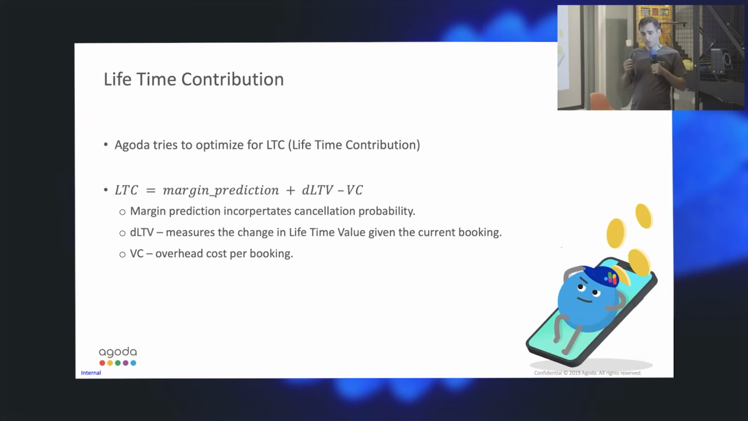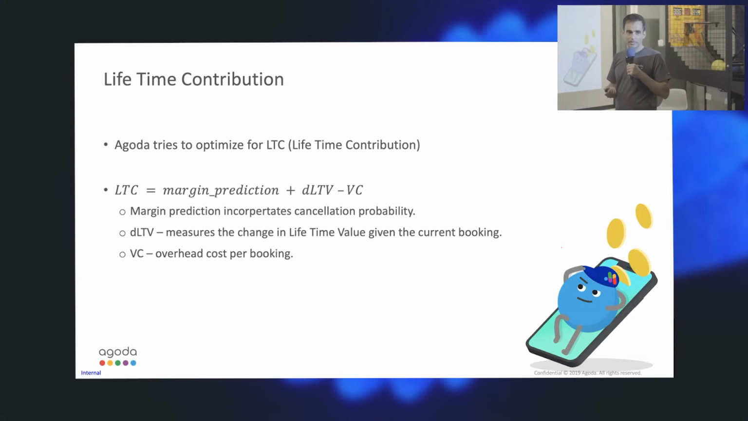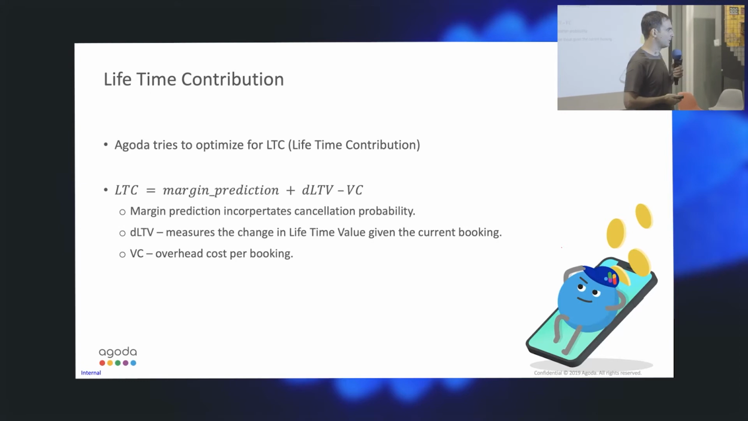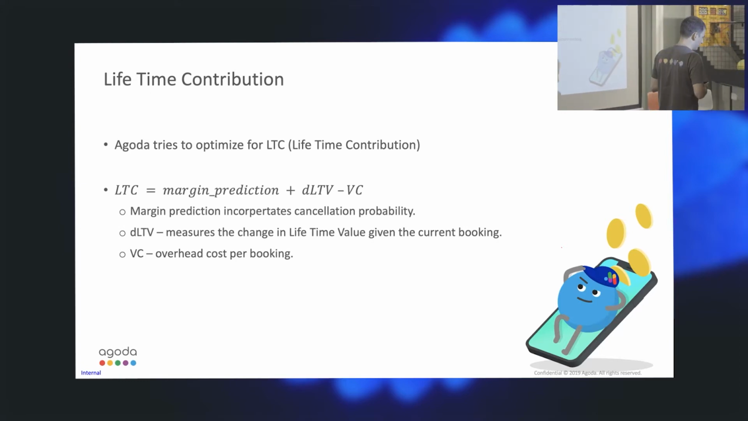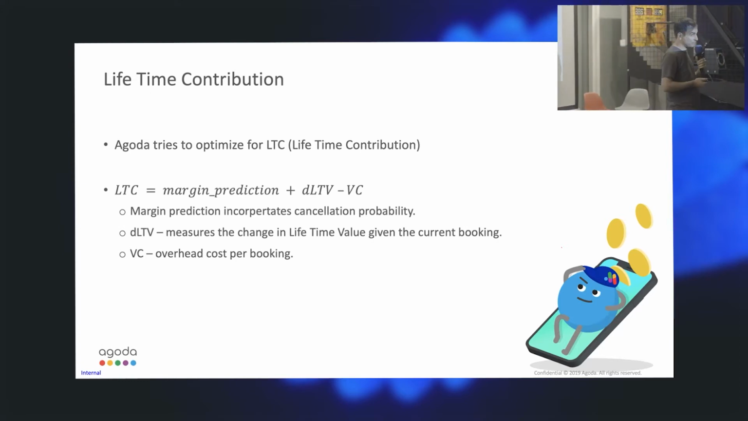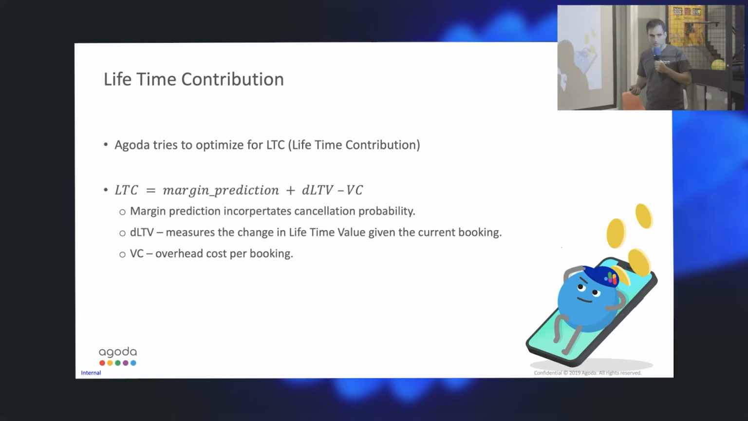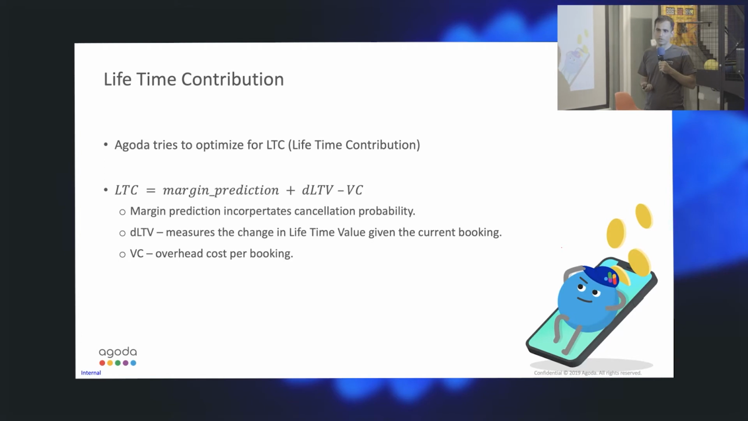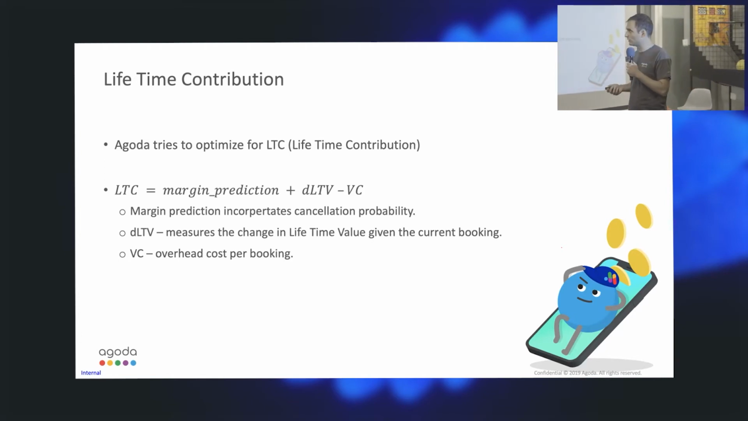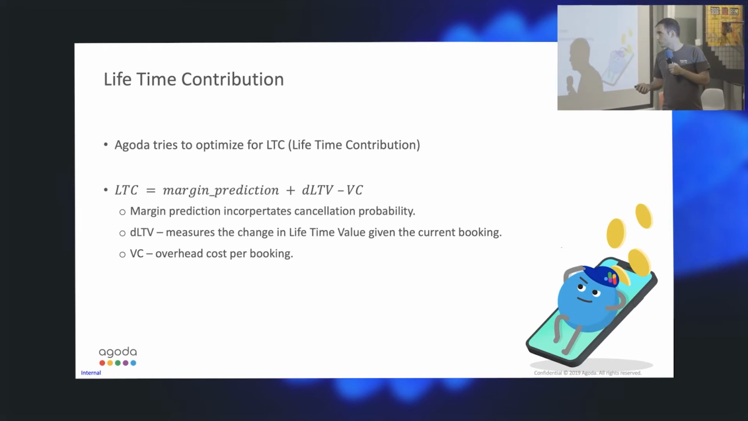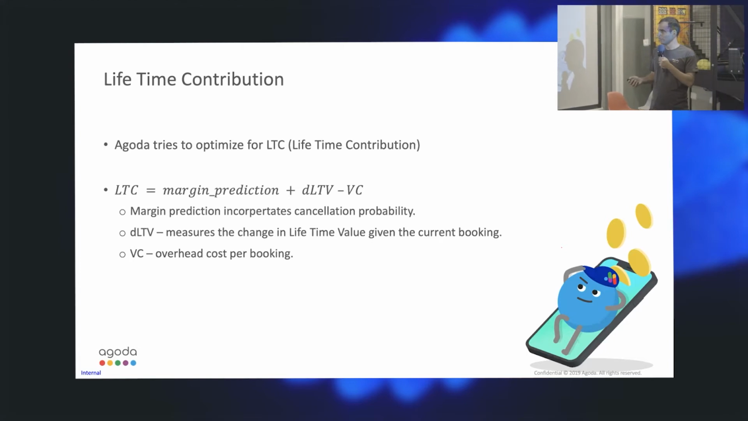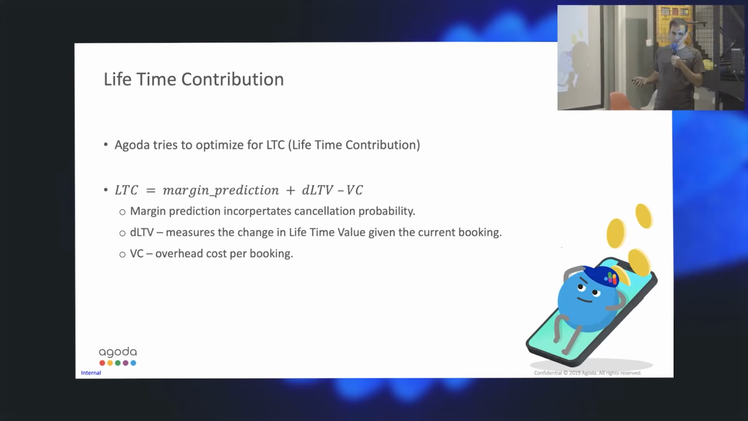But it's important to note that even if someone makes a booking, it doesn't mean that the booking is going to happen, right? Most bookings today are with free cancellation, and some of them do get canceled. So we have cancellation rate prediction models that try to accommodate for that, and we try to take that into account. But this is the main part of the revenue. The second part is what we call DLTV. So LTV is lifetime value, right?